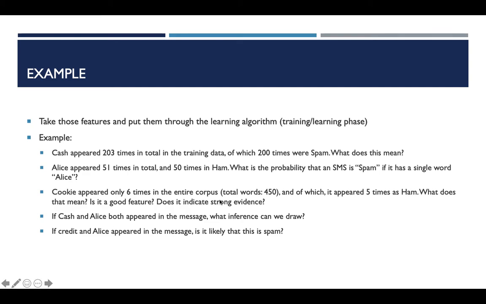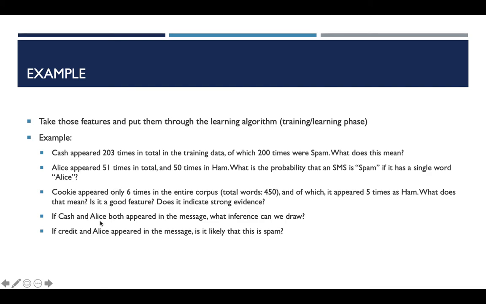And then we have things like cookie, which only showed up 6 times in the entire corpus, and 5 of those were ham. So here we can decide whether or not cookie is even a good word to take into account when deciding between spam and ham. Probably it's going to be a ham word, something indicative of a good email or a good text message. But in reality, we only had 6 occurrences, so we don't really know. Whereas Alice and cash were much more frequent. It's much more obvious.